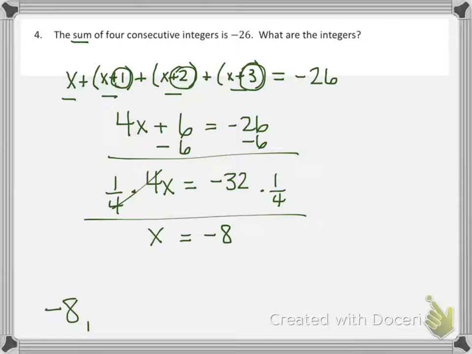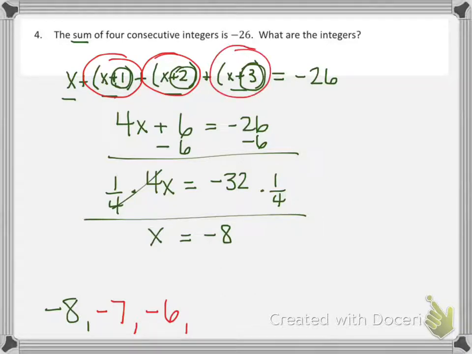And then, in order to find my second consecutive integer, I'm going to look here. It's x plus 1. So if x is negative 8, it's negative 8 plus 1, which would be negative 7. And then the next consecutive integer is x plus 2. So negative 8 plus 2 is negative 6. And then the last one is here. Negative 8 plus 3 would be negative 5.